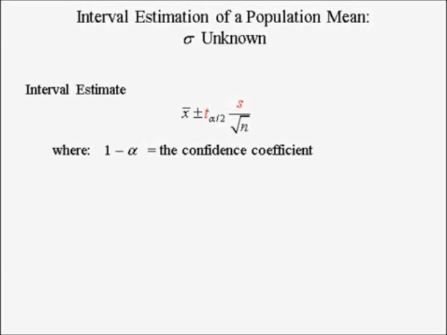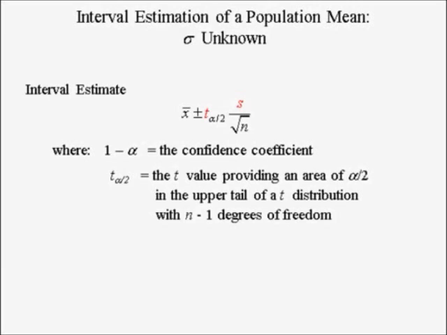Like before, 1 minus alpha is the confidence coefficient. Like the z subscript alpha divided by 2, t subscript alpha divided by 2 is the t-value providing an area of alpha divided by 2 in the upper tail of the t-distribution with n minus 1 degrees of freedom. Because the population standard deviation is unknown, we have to use sample standard deviation s instead.